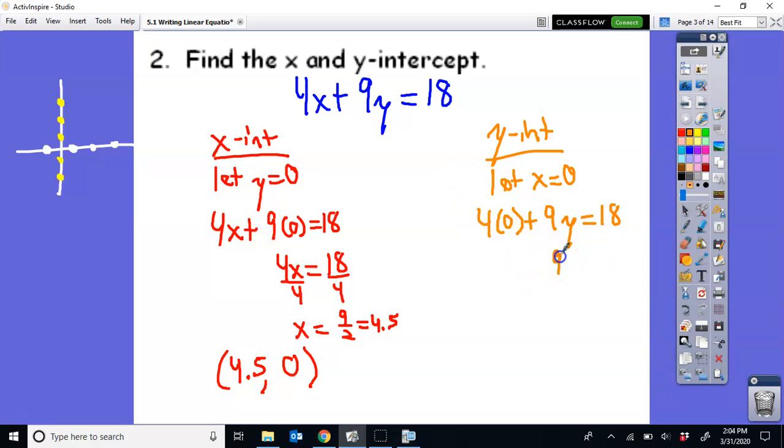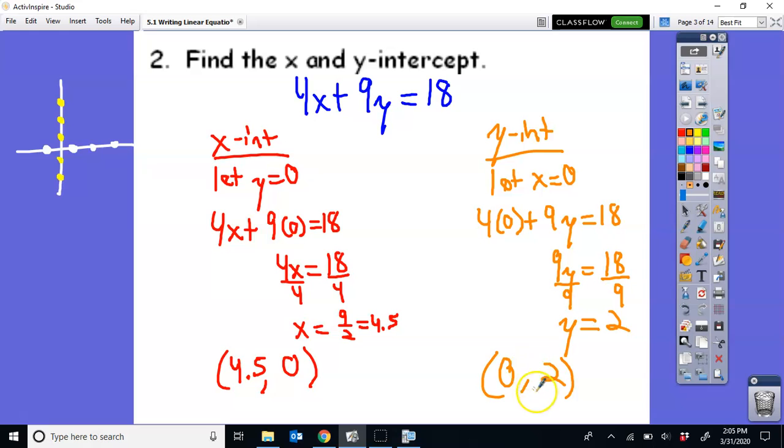This cancels out, leaves me with 9y equals 18. Notice that is not the same thing, like I said, as solving for y. This is just finding one point, the y-intercept. Yes, this should be, at this point, the same concept we did a minute ago. We're going to divide by 9. But we're not finding the line, we're finding 1 point. 18 divided by 9 is 2. That means my y-intercept has an x value of 0, that's what I plugged in, and a y value of 2, that's what I got.